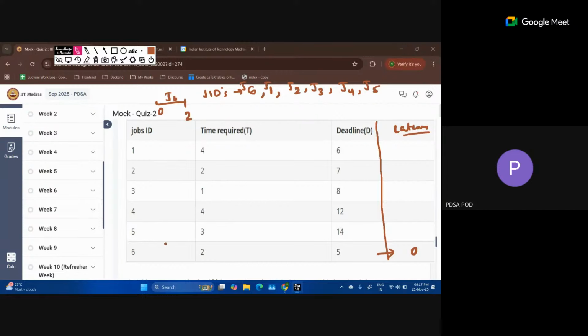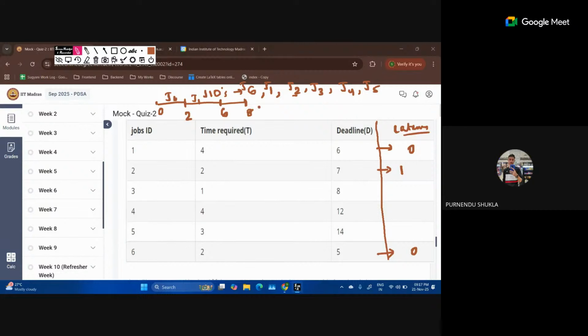Then we have job number 1, and it takes 4 units of time. So it will be over at 2 plus 4 is 6. This is where J1 ends. So the lateness for this will be 0. Then J2 takes 2 units of time, so it ends at 8. So the lateness for J2 is 1.